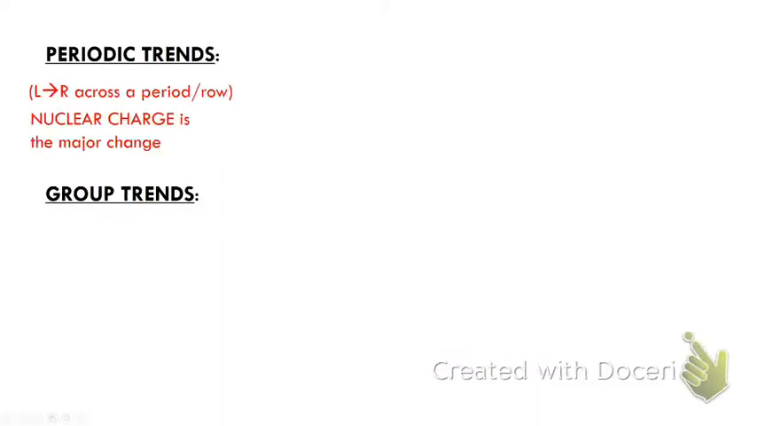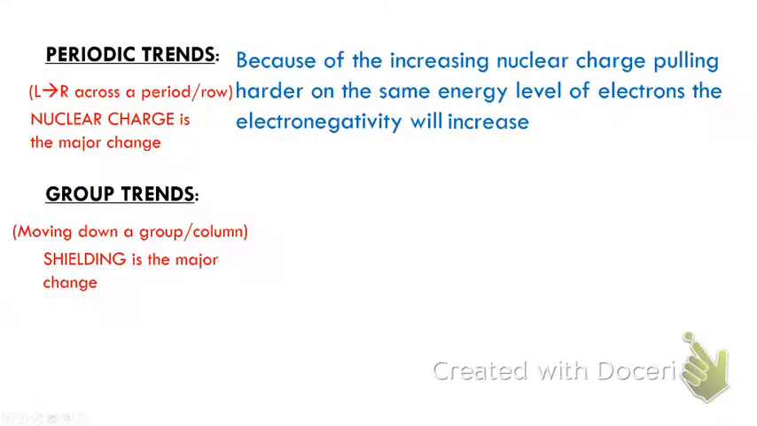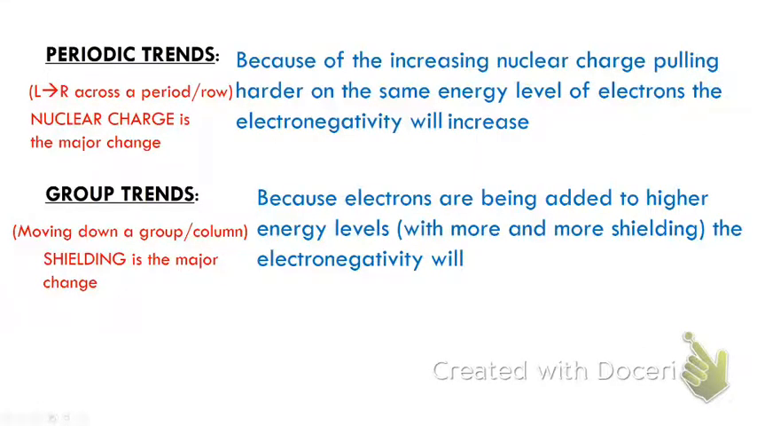Periodic trend for electronegativity. Remember, nuclear charge is what's changing. So that increased nuclear charge is pulling harder on the electrons, which means the electronegativity, the amount that this atom is going to hog electrons, is going to increase. And in the group, with more and more shielding as we move down an energy level, the electronegativity is going to decrease because they don't have as hard of a pull on those electrons in their chemical bond. They can't. There's shielding between the nucleus and those bonded electrons.